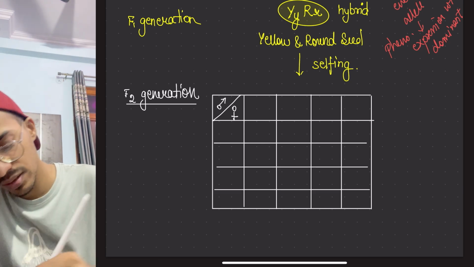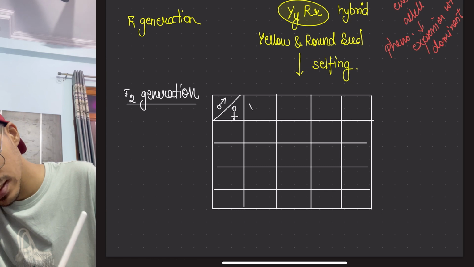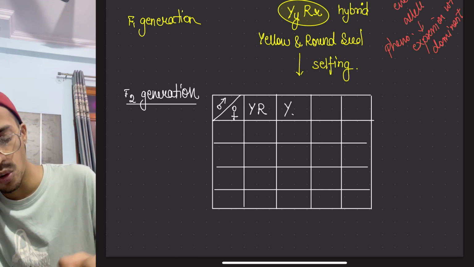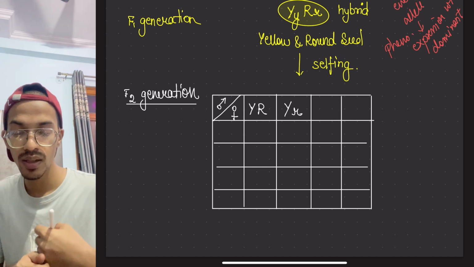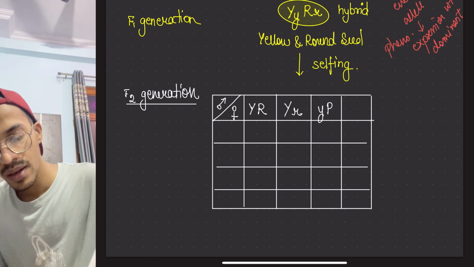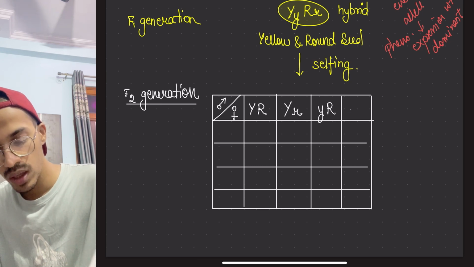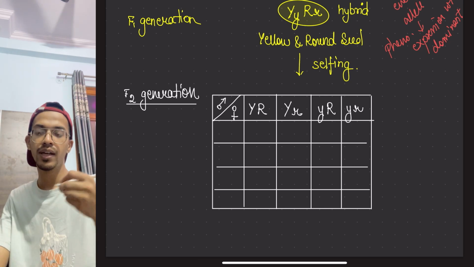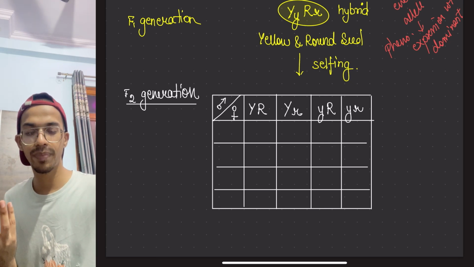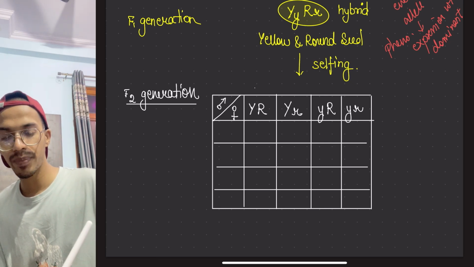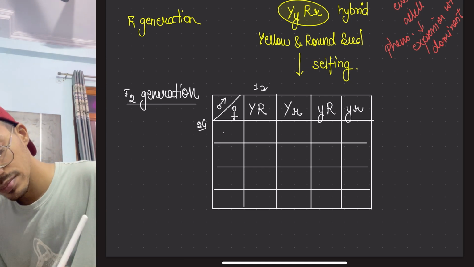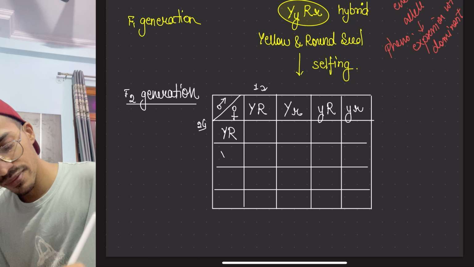What are the gametes? The one gamete would be like this, capital R, capital Y. Another is capital R, small y, then small r, capital Y, and small r, small y. Now since the parents have the same genotype, what are the gametes of one parent? This is the gamete of one parent. This would be the gamete of the second parent. So that would be also similar. Remember this fact.